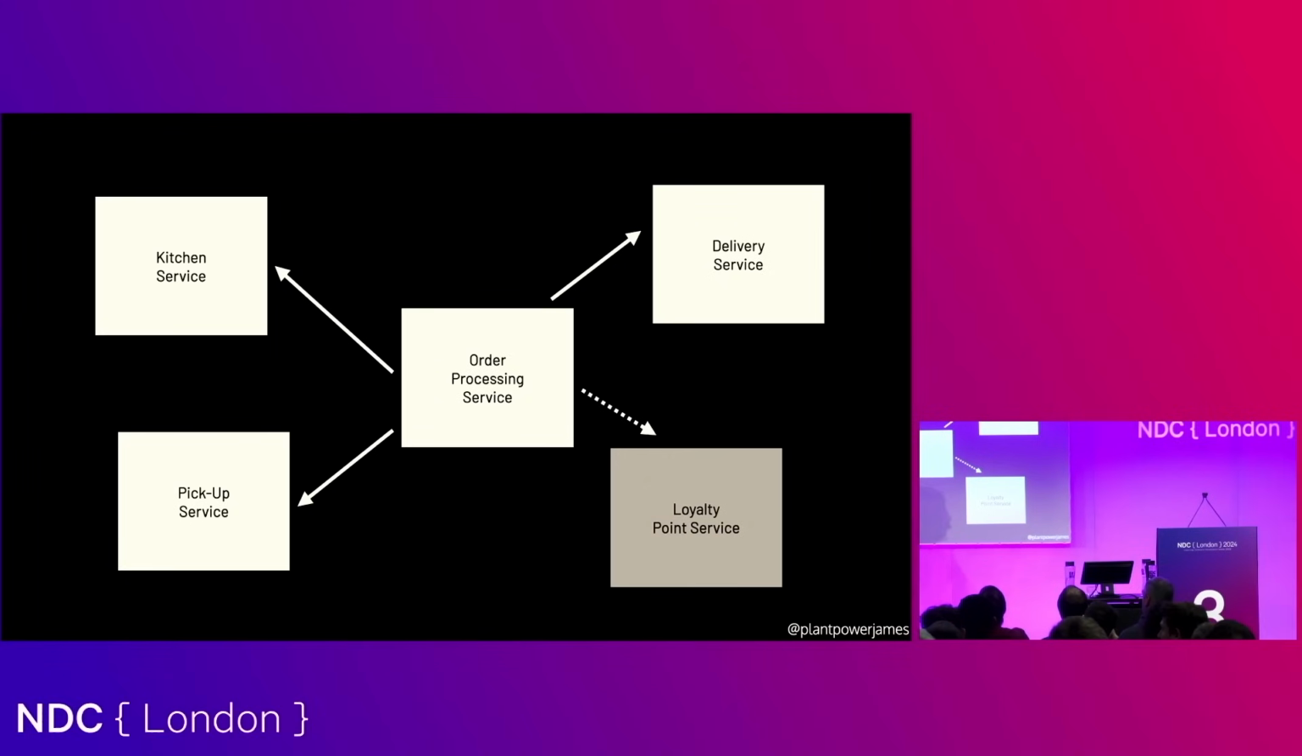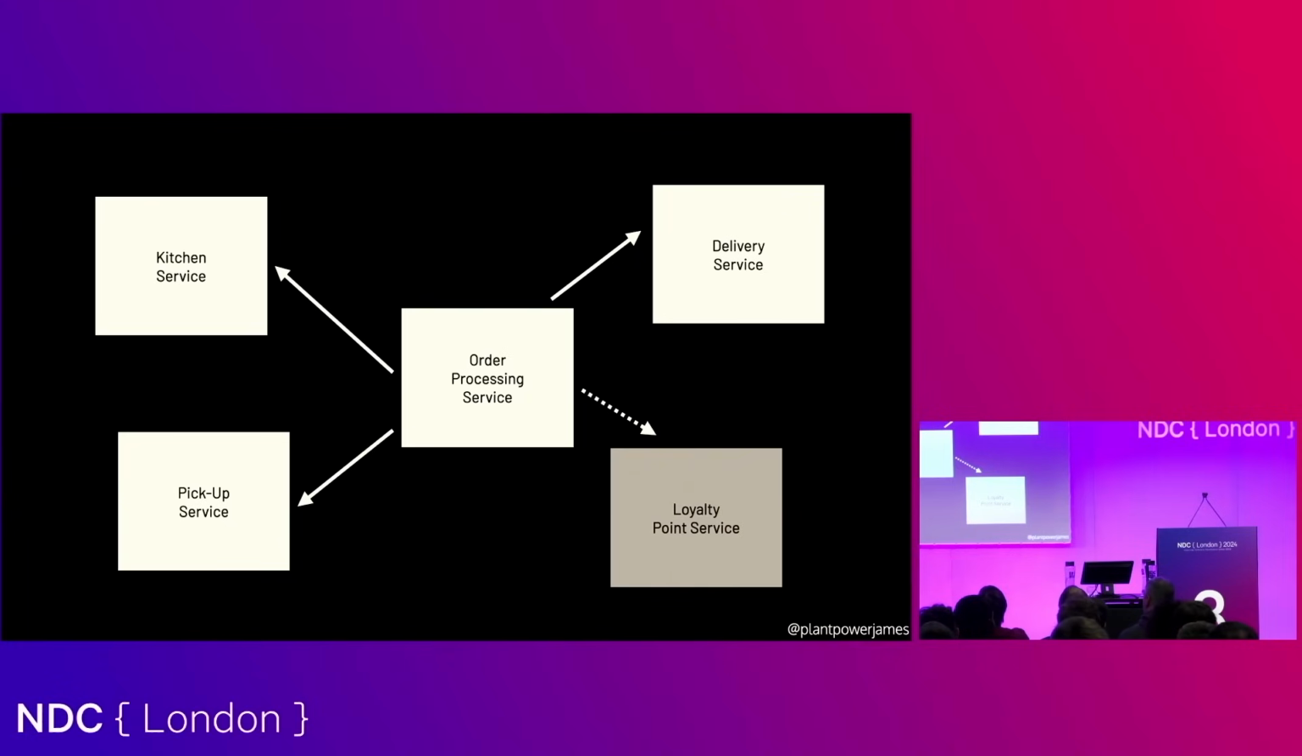And this order processing service has a dependency on all these other services, on the pickup service, the delivery service, the kitchen. And you also need to add a new loyalty point service to allow people to build up loyalty points. It would be amazing if pizza places did this, because I'd have so much free pizza by now. Then this really is a problem of coupling that you've got here. All these services are really tightly coupled together over HTTP.